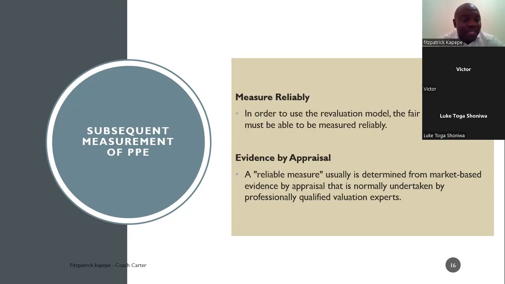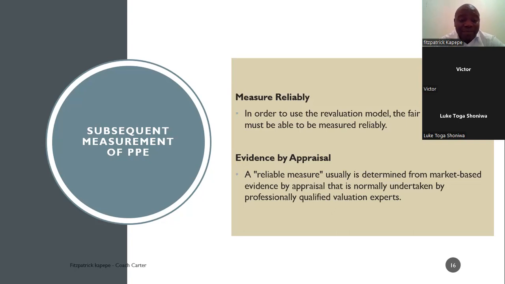So, measure reliably. Subsequent measurement of PPE, or property, plant and equipment, you need to measure them reliably. In order to use the revaluation model, the fair value of the property, plant and equipment must be able to be measured reliably. You should be able to measure the fair value in a less contentious manner.